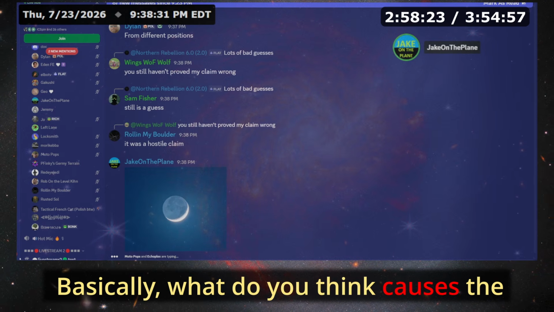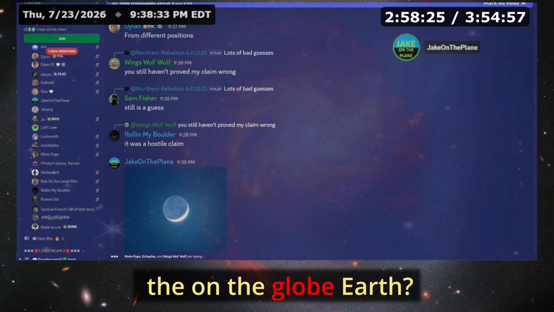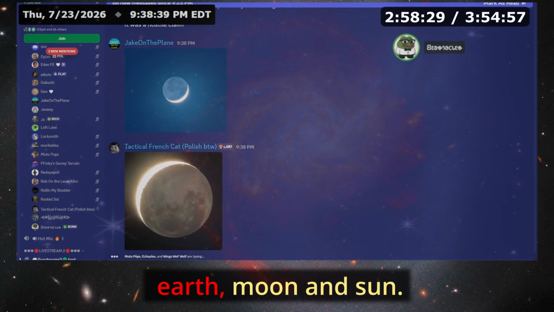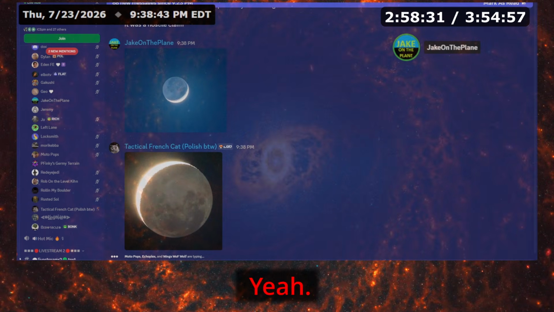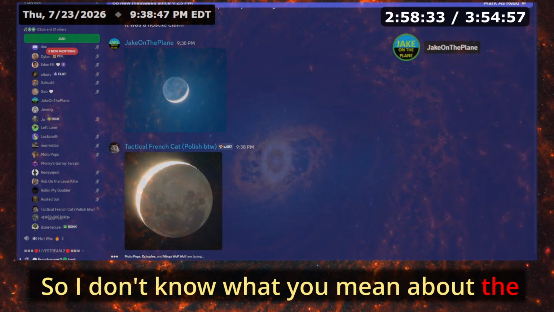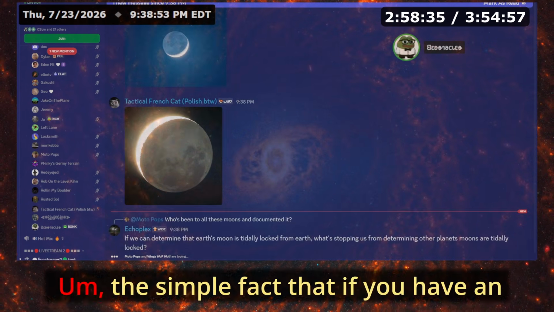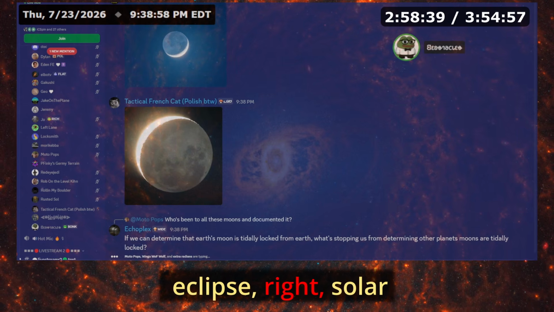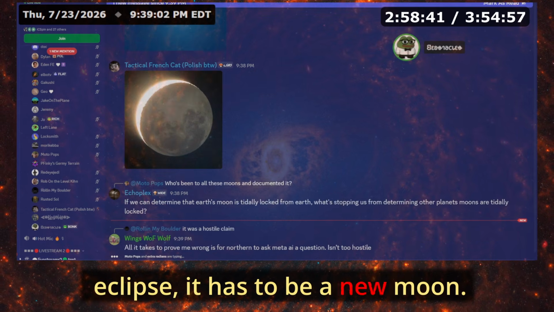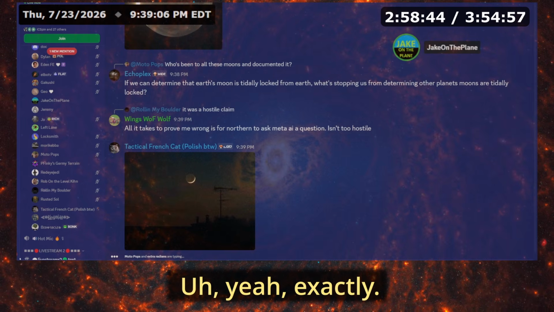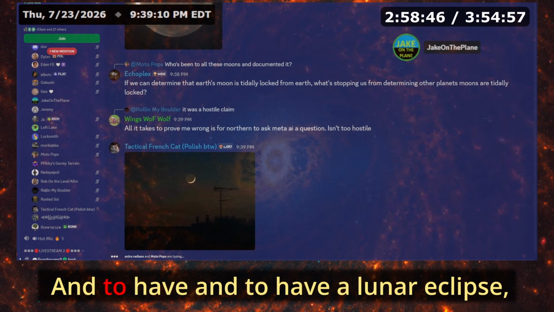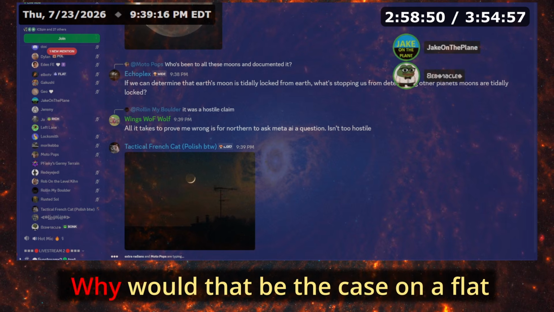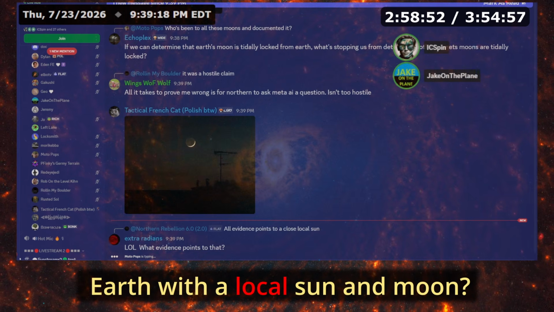Basically, what do you think causes the phases of the moon on the globe Earth? The alignment of the Earth, Moon, and Sun. Yeah, so I don't know what you mean about the problem with the new moon. The simple fact is that a solar eclipse has to be a new moon, and a lunar eclipse has to be a full moon. So why would that be the case on a flat Earth with a local sun and moon?